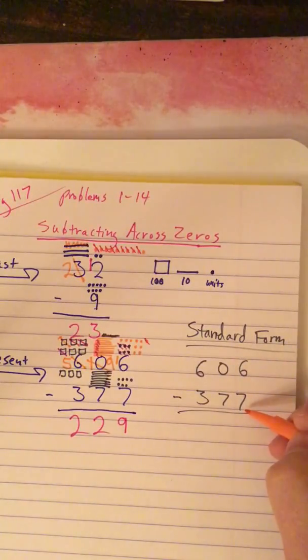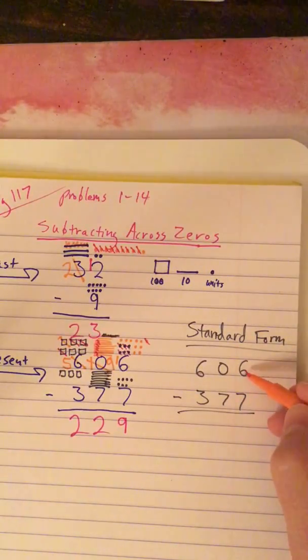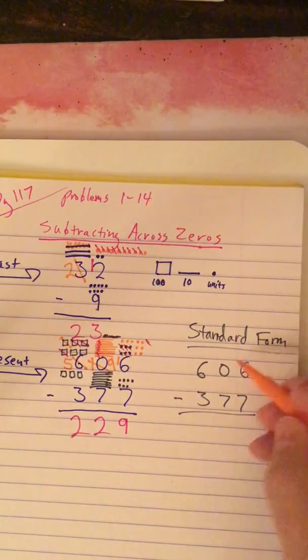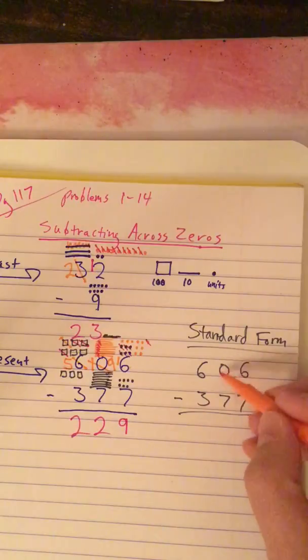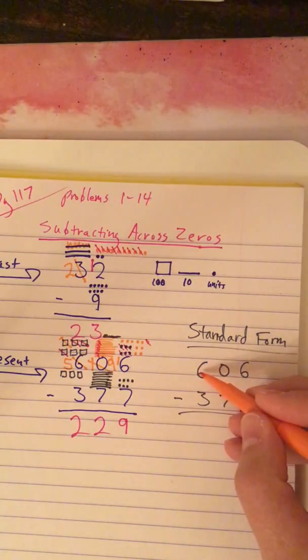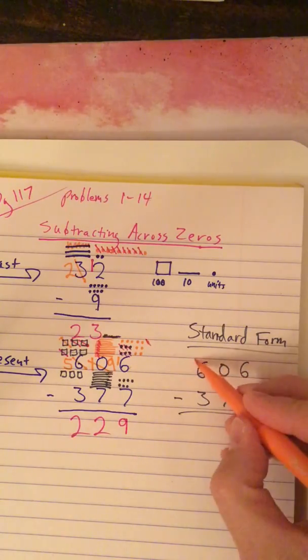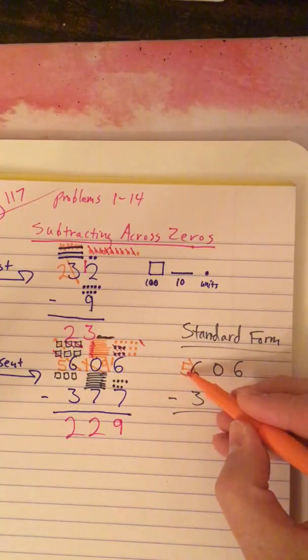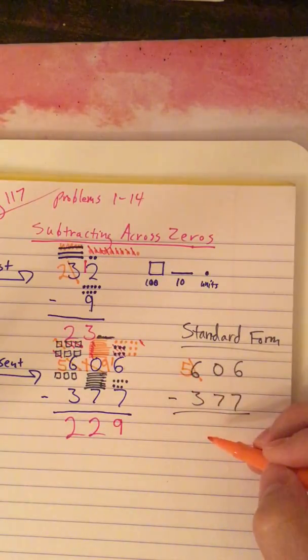Well, we can't take 7 out of 6 because 6 is too small. There's not enough pieces there. So I'll go to, oh wait, 0's there. I can't borrow from there because there's nothing there. So I got to go all the way over to the 6 at the very end. And I'm going to borrow 1. That takes it away, which makes it 5 left. So 5 sets of 100 left.